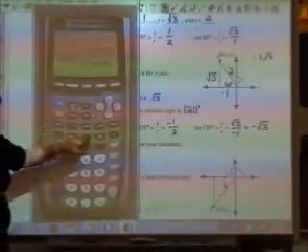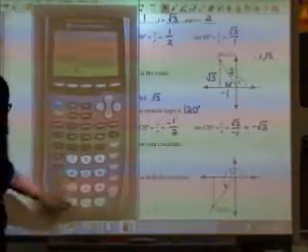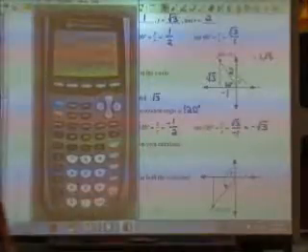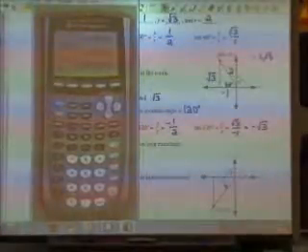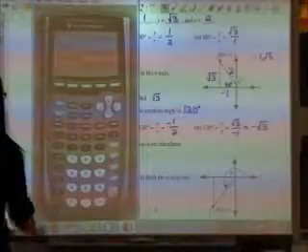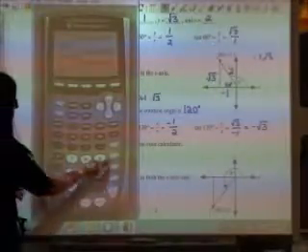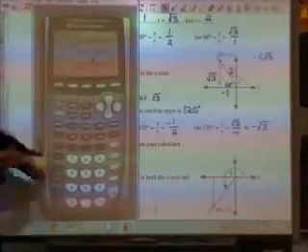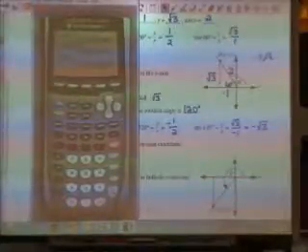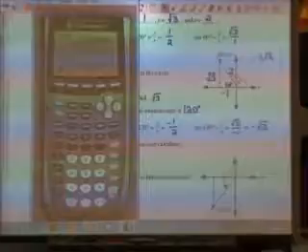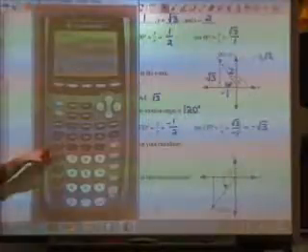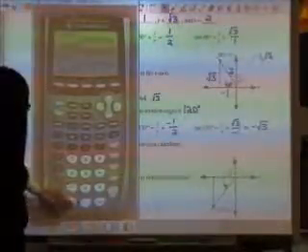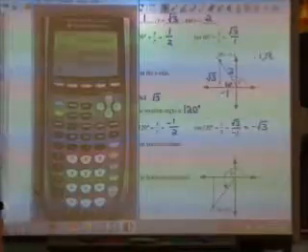If I type in sine 60 degrees, I get 0.8660 blah, blah, blah. If I go √3 divided by 2, I get the same answer, because that's what that ratio was, √3 divided by 2. If I press sine 120, I get the same answer.